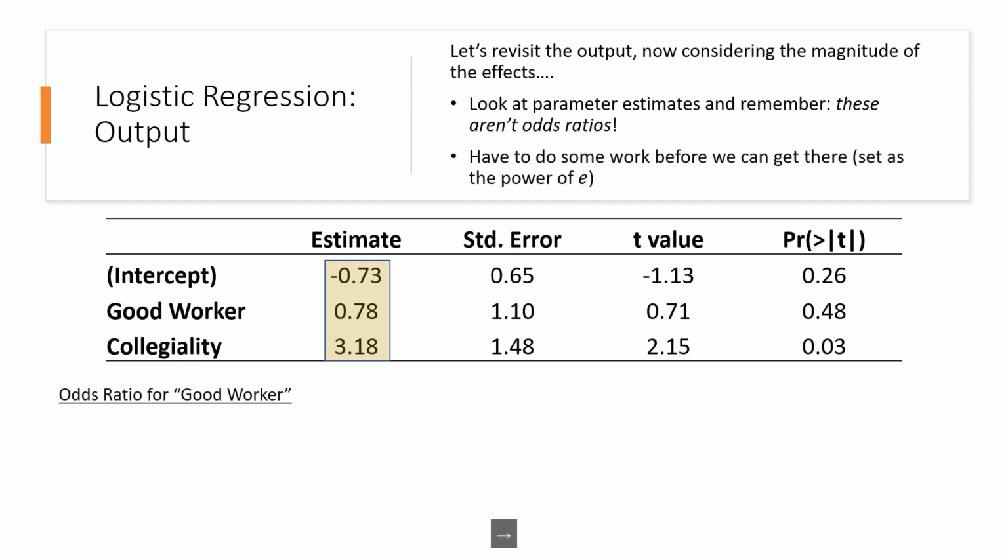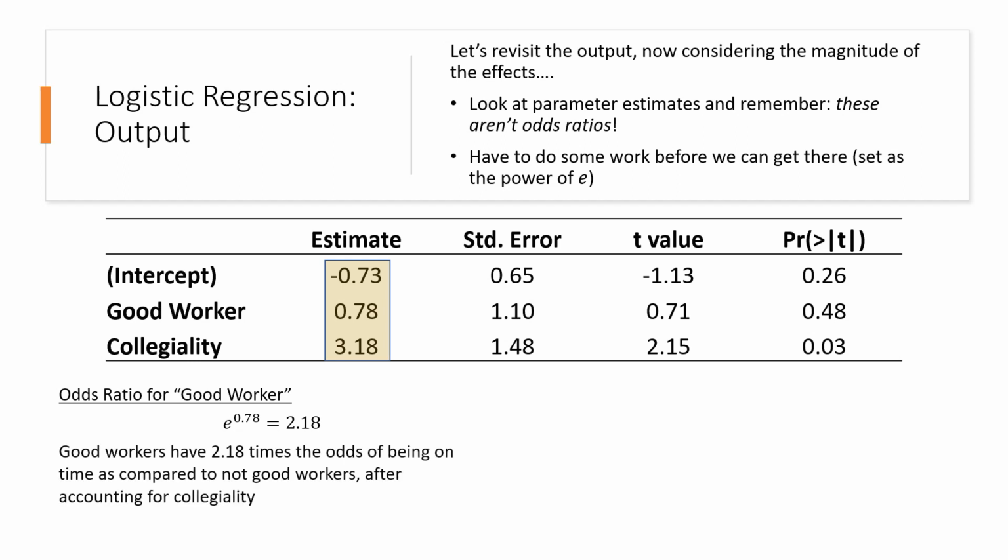So to do this, let's say we're going to do this for good worker, and I would take the 0.78 and raise e to that power and work that out on my calculator. I get 2.18. And the interpretation would then be good workers have 2.18 times the odds, or the odds of a good worker being on time compared to a not good worker is 2.18 times those odds after accounting for collegiality.